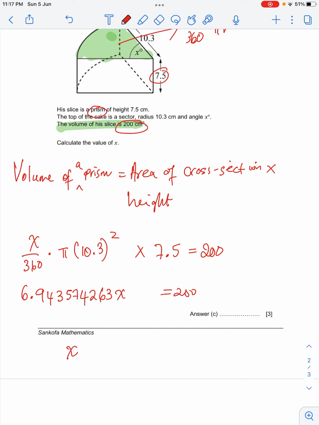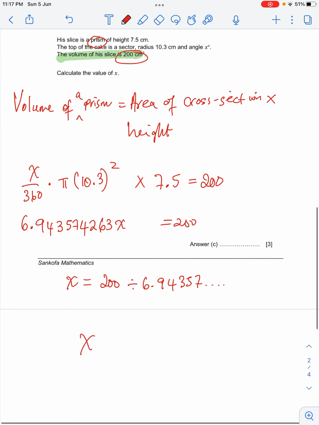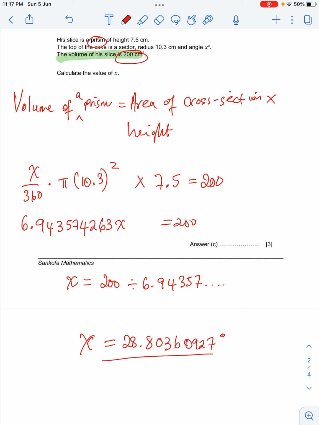Well, of course, in order for you to isolate x, you will say that 200 should then be divided by 6.94357 and so on and so on. And once you do that, you definitely get a value, and the value is x equals 28.80360927 degrees. Right, so we'll give these to three significant figures, so it's 28.8 degrees, or you can say to one decimal place. So that is how you will find that answer there.